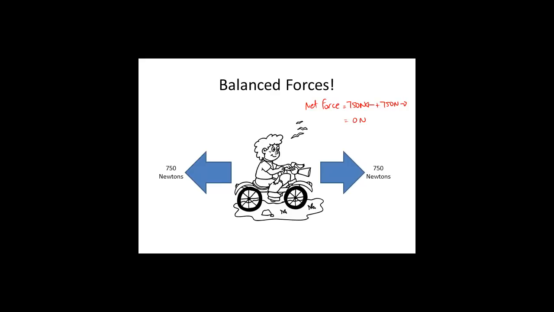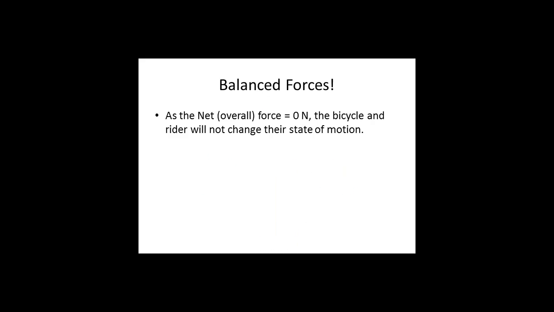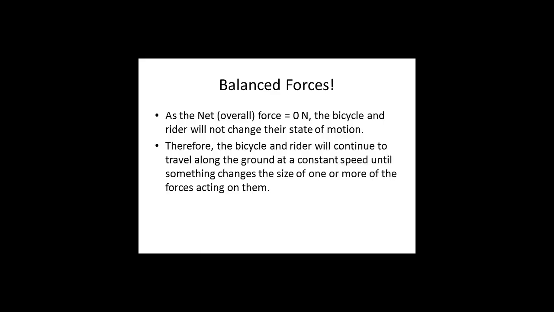And when we combine both of those results, we see that the net force on the bike is going to equal 0 newtons, which means that the bicycle and the rider will not change their state of motion. So whatever speed the bicycle and rider were traveling at, they will continue to travel at that speed. They won't move up into the air, they won't fall through the ground. Their motion will remain constant.